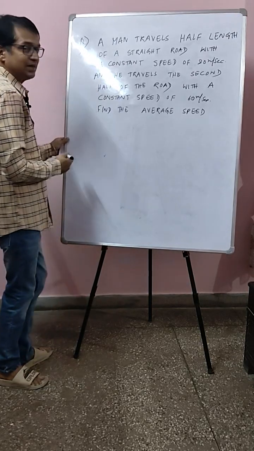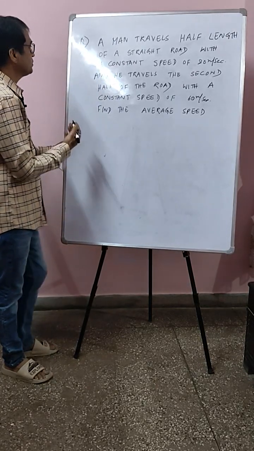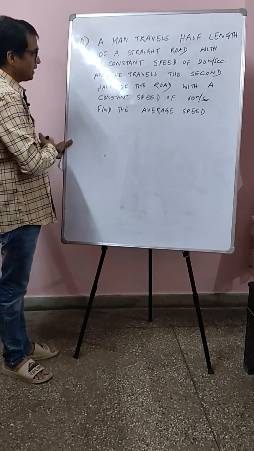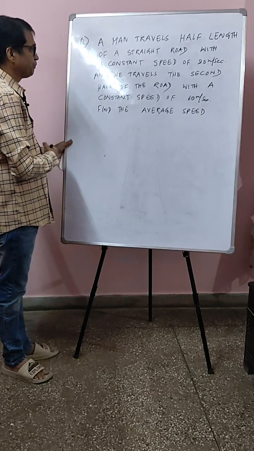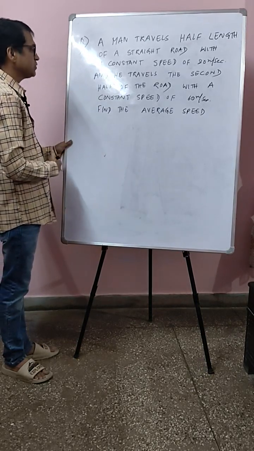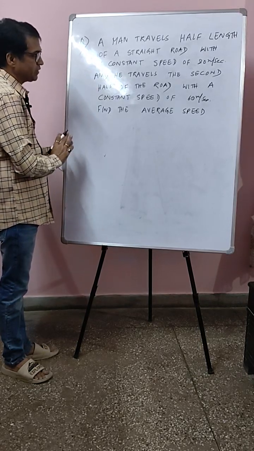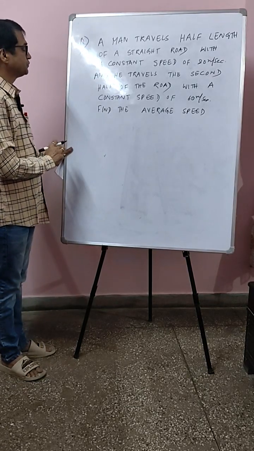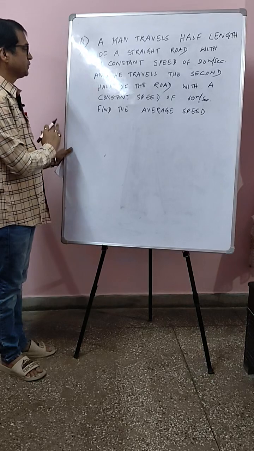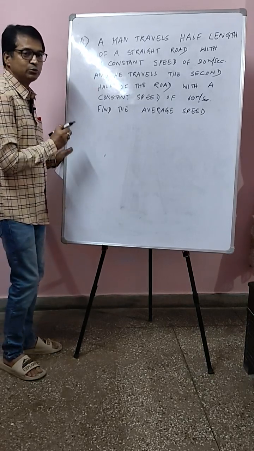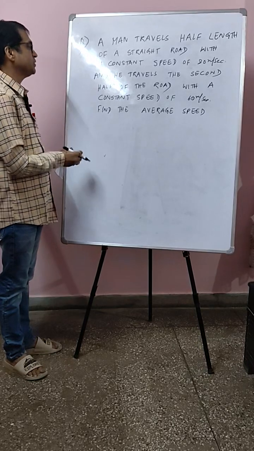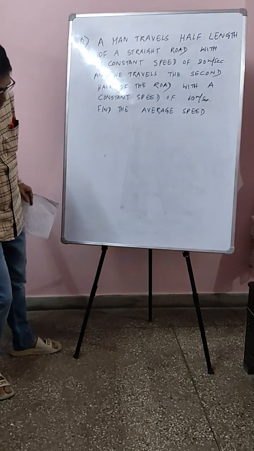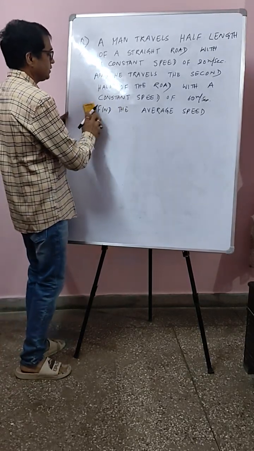So the question, let me restate the statement. A man travels half the length of a straight road with a constant speed of 20 meters per second, and he travels the second half of the road with a constant speed of 60 meters per second. So we have to find the average speed. I always insist that you must read the question. You must take a few seconds or minutes to read the question properly, because that's how you begin to solve it.